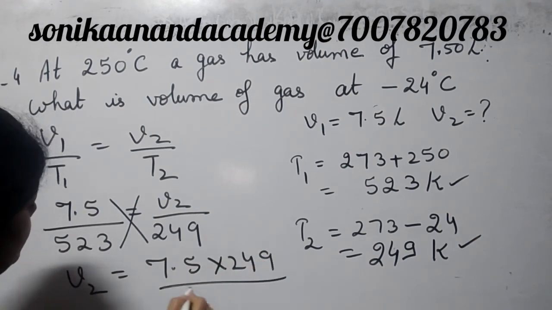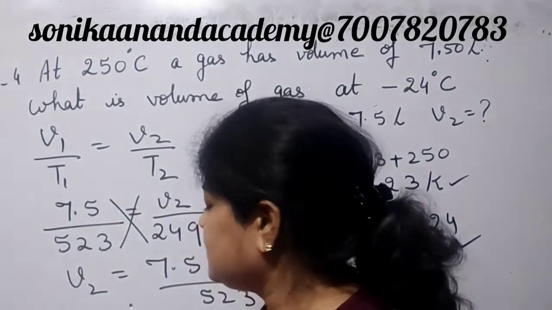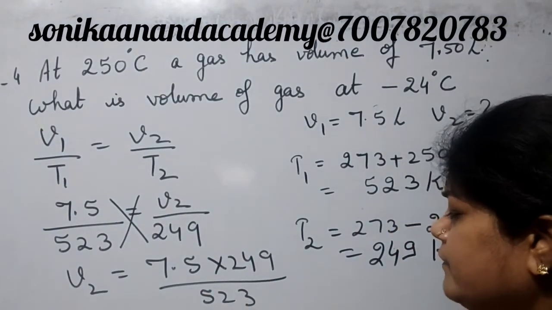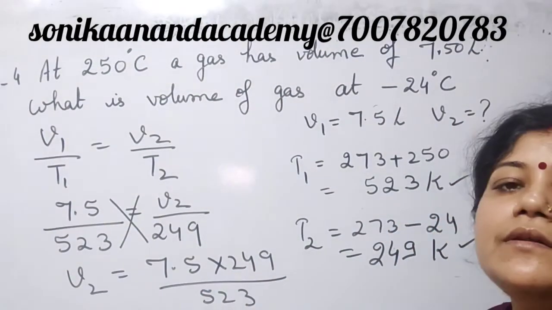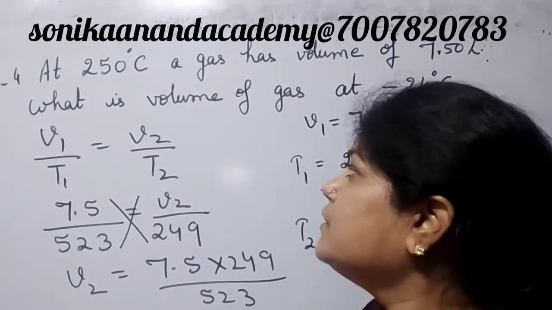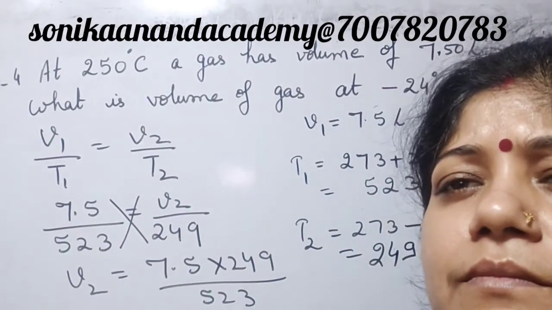So now you can use your calculator or by yourself you can find out the answer. I'm just telling you what the answer is. When you solve, you will get the answer 3.57 liters approximately. So in this way, these were two questions based on Charles law. I'm moving to the next one.